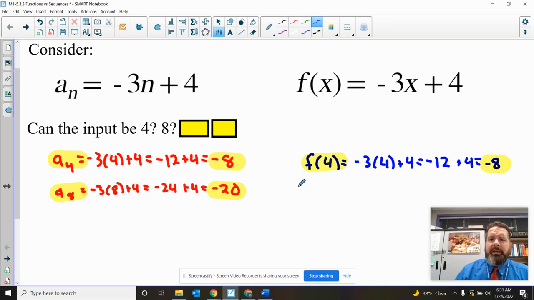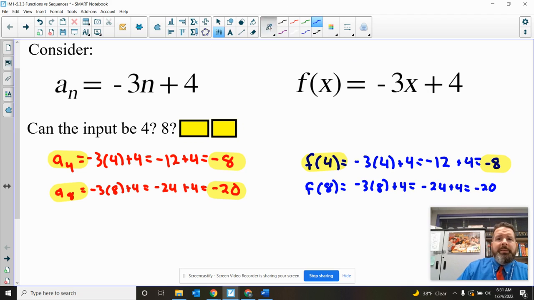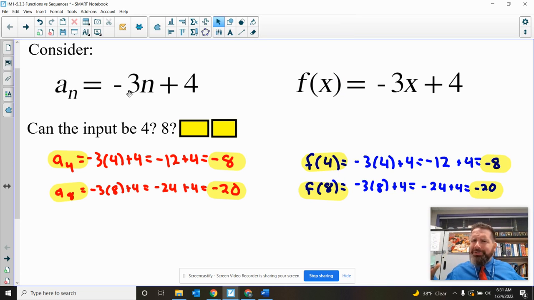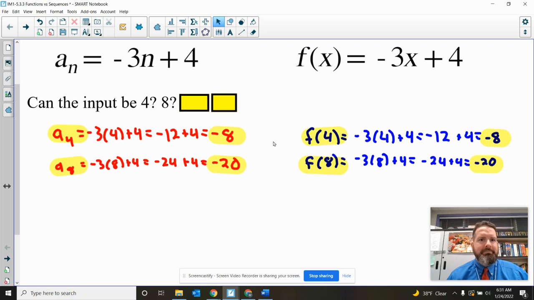Over here then, if I put an 8 in as the x, -3 times 8 plus 4, the calculation is going to be the same. A -20 comes out as the y. So this would be an ordered pair plotted on this graph: 8 for the x, -20 for the y. Okay, so far, even though they're structurally a little bit different and we interpret them a little bit differently, they're working pretty much the same. Let's continue on.